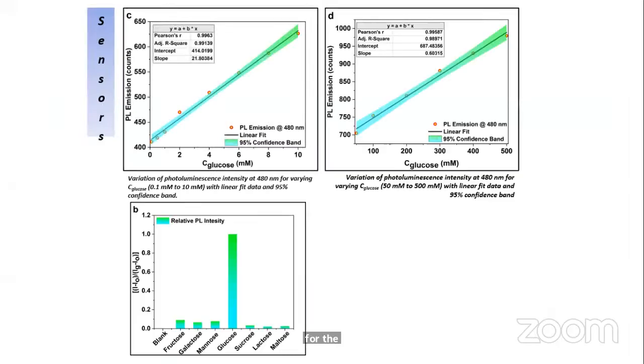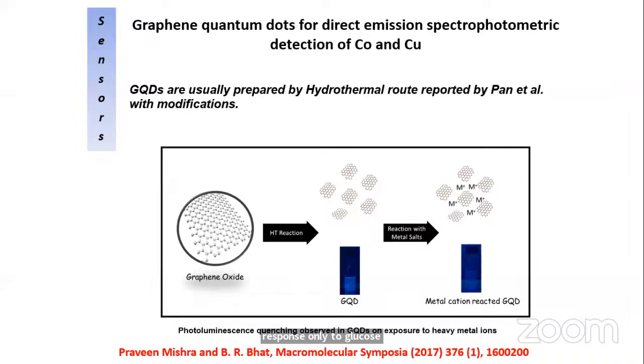Then this is the linear graph, which shows that the R square is around 0.99971. That shows that this works out to be a very good sensor. And we have carried out interference studies for this, and it gives a response only to glucose. And the same graphene quantum dots we have tried for copper as well as cobalt estimation and detection.